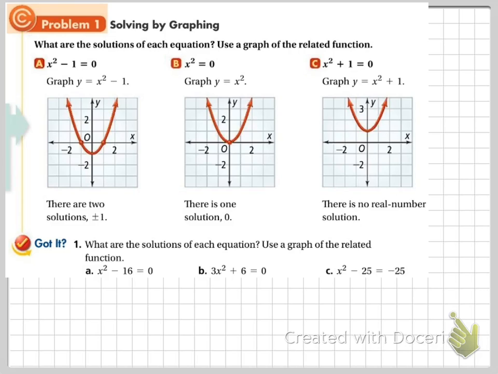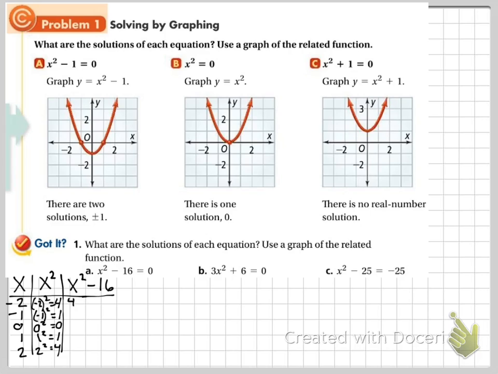So we're going to find some solutions by graphing. Let's do A here. I'm going to make a table. I'm going to do -2, -1, 0, 1, 2. So -2 squared, that's 4. -1 squared, that's 1. Hopefully you're getting used to these. 0 squared, that's 0. 1 squared, that's 1. 2 squared, that's 4. And then I need to subtract 16 from it. 4 minus 16, that's -12.